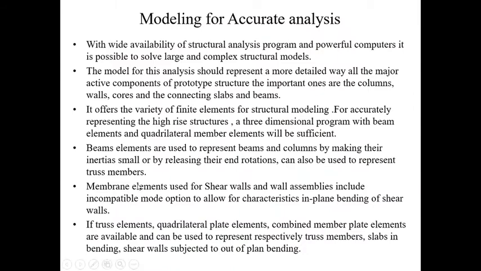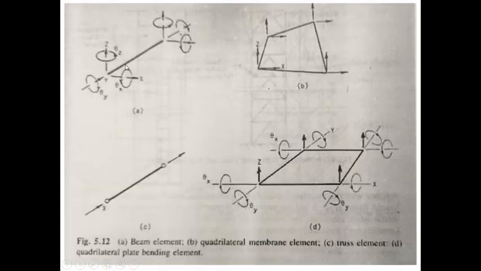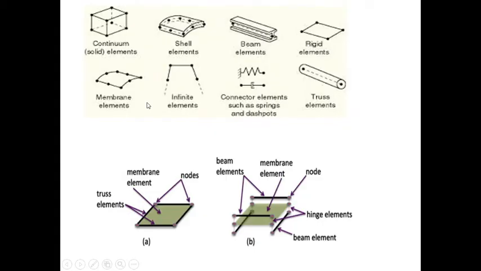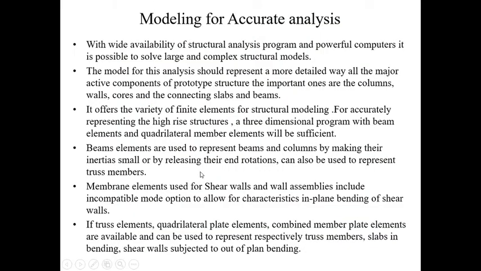Now the beam elements are used to represent the beams and columns in the modeling, as shown here. We can also represent truss members by making their moment of inertia very small, or else by releasing their end rotation. So these beam elements are used to represent beams, columns and truss members.